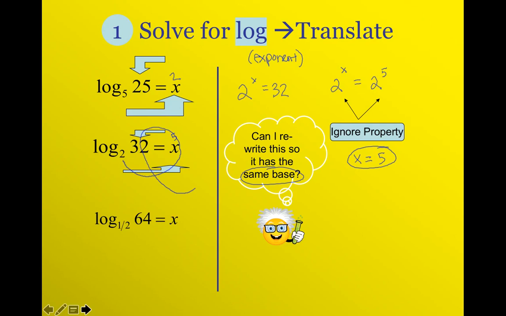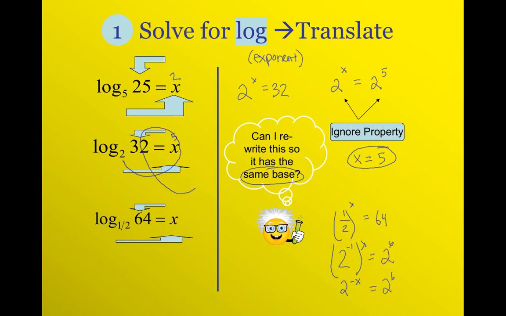What about this last one? The exponent that turns 1 half into 64 is x. Right, so that's going to mean 1 half to the power of x equals 64. So let's rewrite these. This is the same thing as 2 to the negative first to the x, which I can just say 2 to the negative x equals 2 to the power of 6.